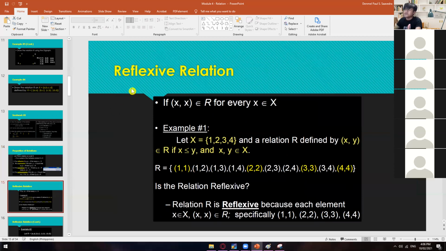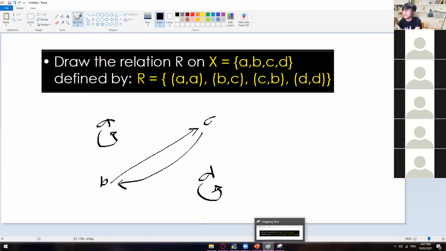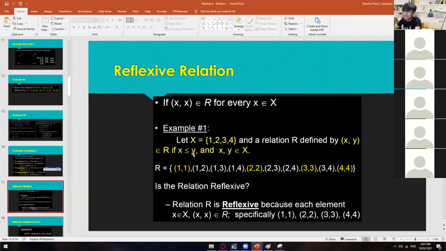All right, so let's move on to the next one, of course, focusing on the reflexive relation. As you can see right here, if we have xx for every x that is an element of X, we have example number 1: X is 1, 2, 3, 4, and a relation R defined by (x, y) is an element of R if x is less than or equal to y and (x, y) is an element of X. This is the same as the example before. We have listed all of the possible ordered pairs and then validated if they are really in relation with each other. But in here, we have already listed the pairs validated in relation under this condition.